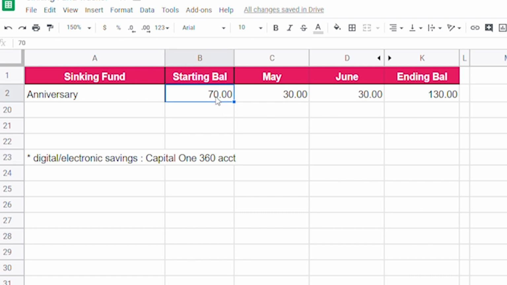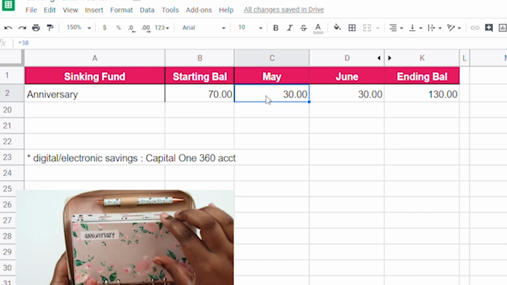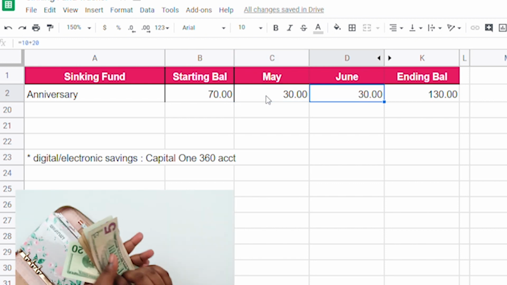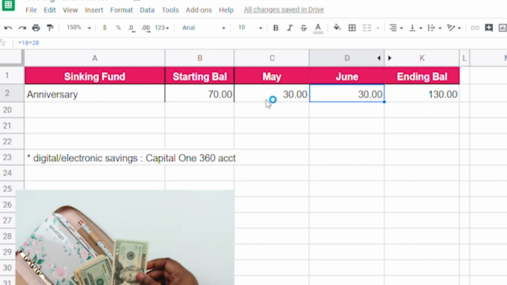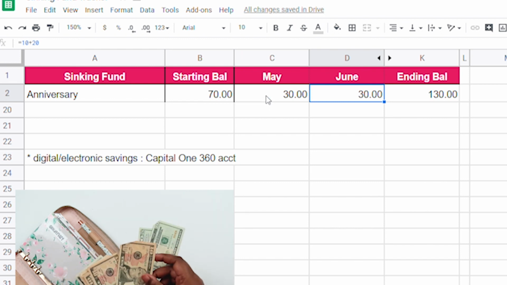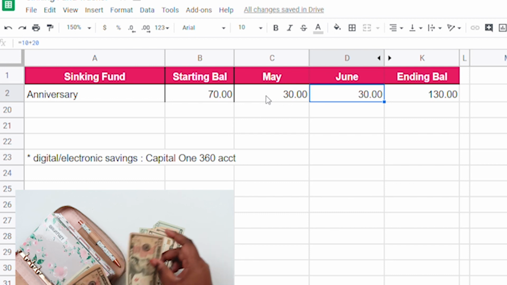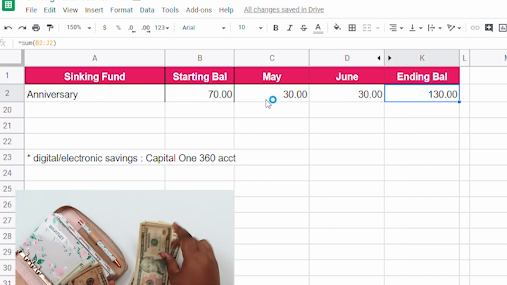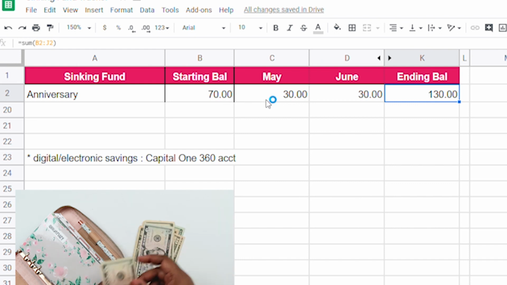This is just one number here. I just hard keyed it in. With anniversary, I started at $70. You can see in the formula bar, I only added money one time in May. I added $30. And then in June, I added money twice. I did $10 the first time and $20 the second time, for a total of $30 for the month. You don't see any subtraction because there was no money going out of this particular sinking fund at all. So my ending balance is $130.